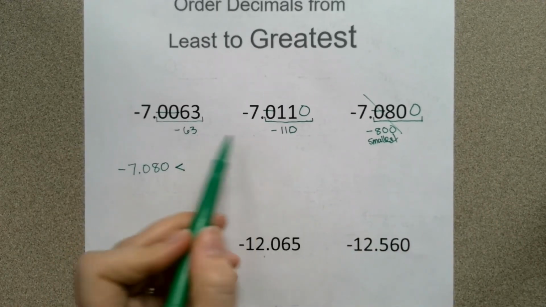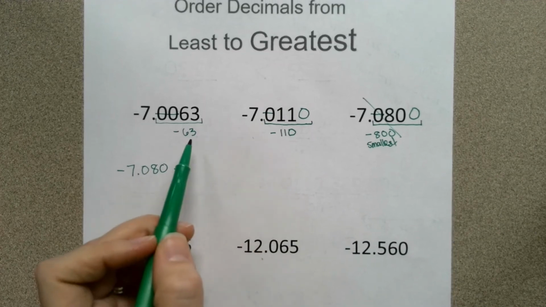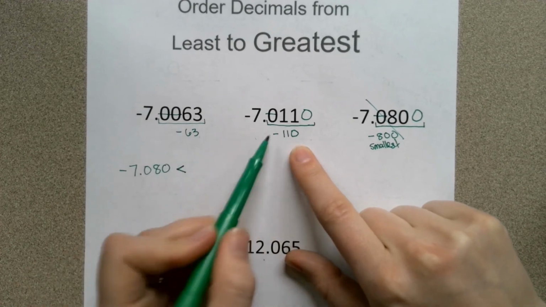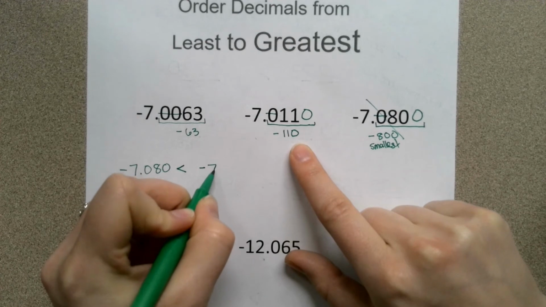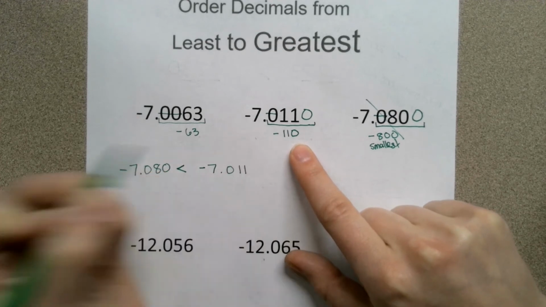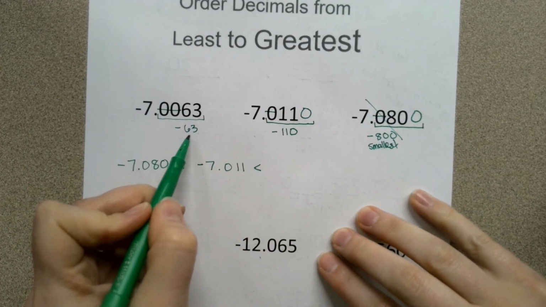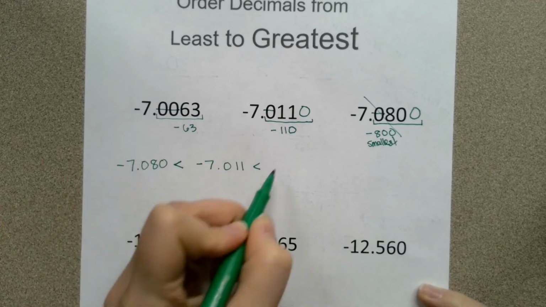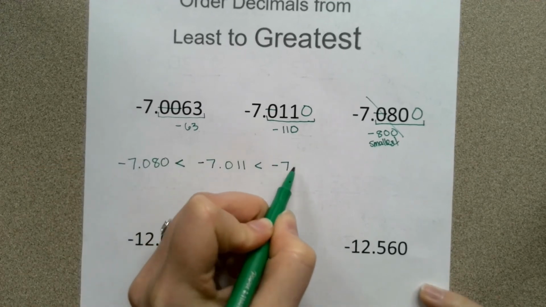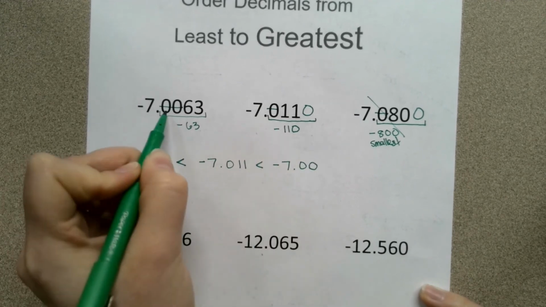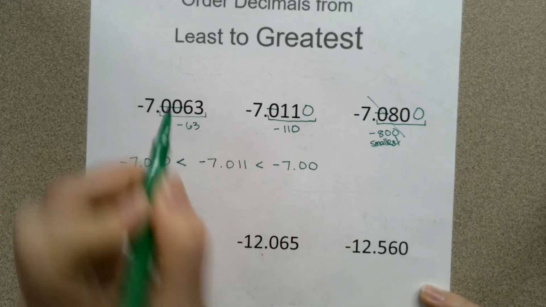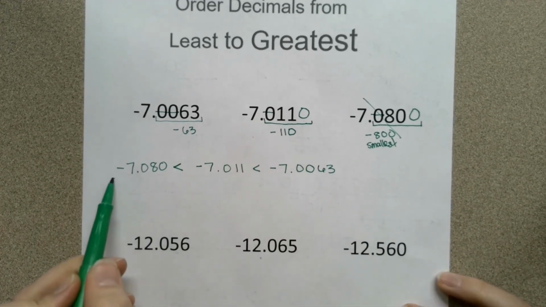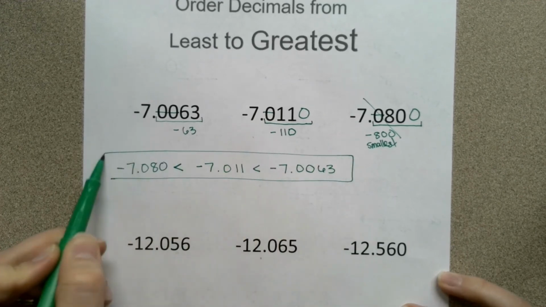Now when we're comparing these two, the next smallest number is going to be the next one farthest from 0. Well, 110 is farther from 0 than 63, so this is our middle number. -7 and 11 thousandths is less than, because 63 is the closest to 0. It's also the closest to the positive numbers, so it's going to have the greatest value. So -7 and 63 ten-thousandths is the greatest value, and we want to write them how they were originally given to us. So that's our answer.